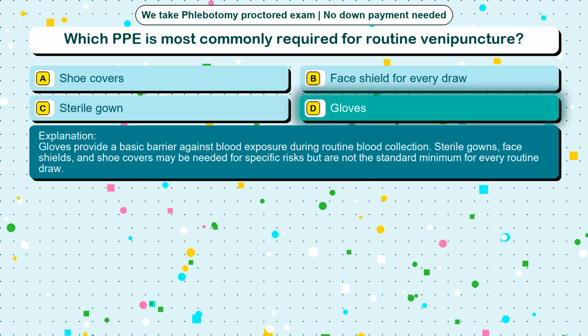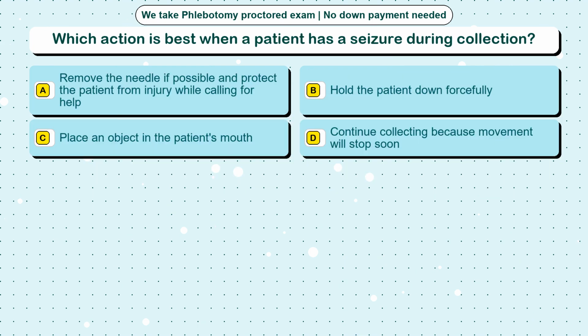Gloves provide a basic barrier against blood exposure during routine blood collection. Sterile gowns, face shields, and shoe covers may be needed for specific risks but are not the standard minimum for every routine draw.